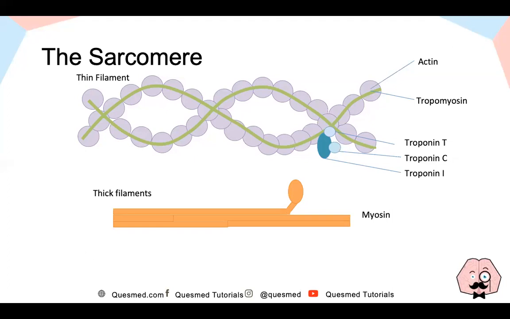binds to calcium. We've got our thick filaments down here, and they're just made up of myosin. There are multiple strands of myosin, each with myosin heads that bind onto the actin and help move the functional unit of the muscle along, because that's what the sarcomere is. Each sarcomere is a functional unit of the cardiac muscle.